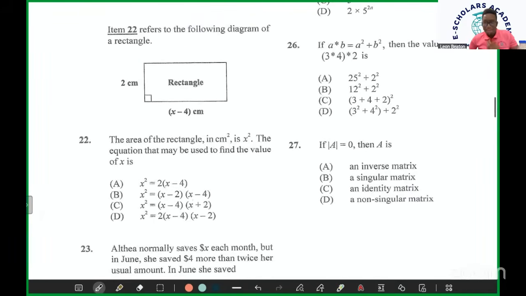Number 22. The area of the rectangle in cm squared is x squared. The equation that may be used to find the value of x is... Same thing like what we did with the trapezium, but this one is easier. So you know x squared is simply equal to length times width. So this will be 2 multiplied by x times x subtract 4, which is simply A. Nothing big and fancy to do there.